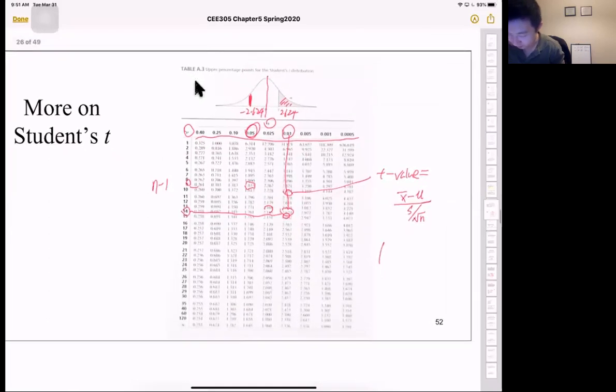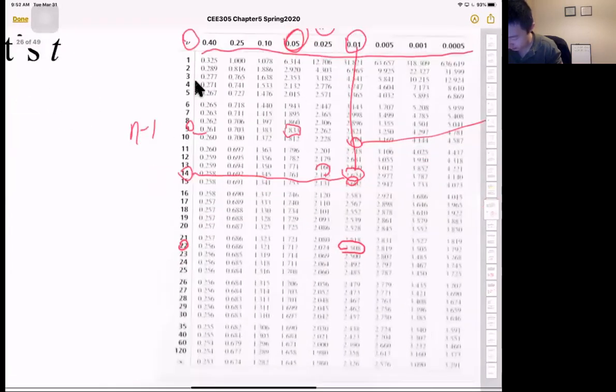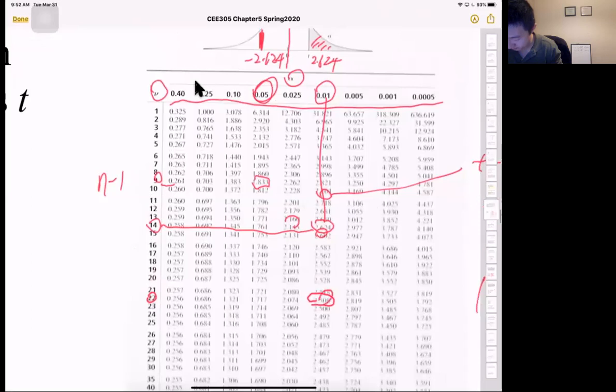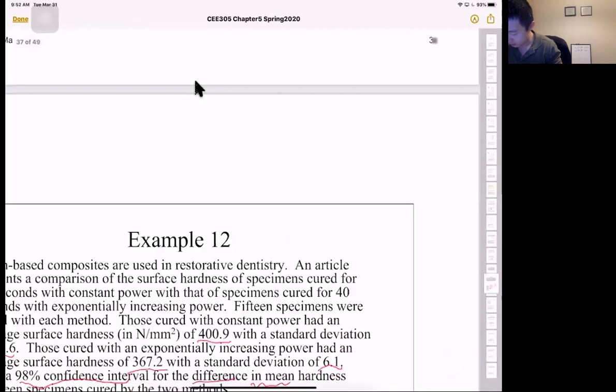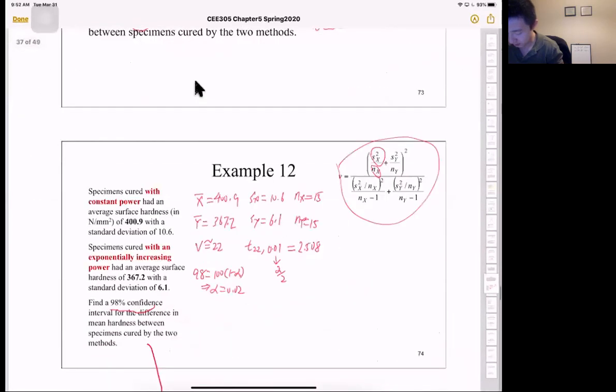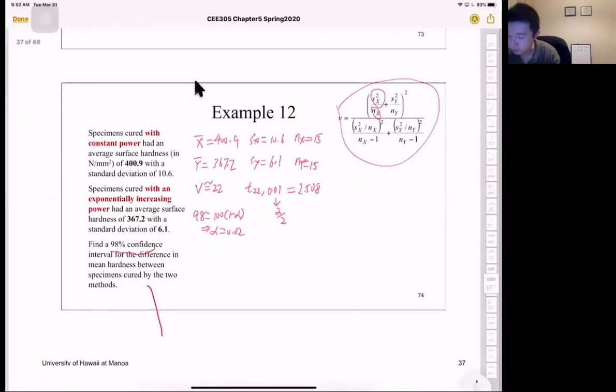All right. For the degree of freedom of 22, which is here, so 22, and half alpha is 0.01. Okay. So we get 2.508 here. Okay, let's go back. So that's how we get 2.508 here.